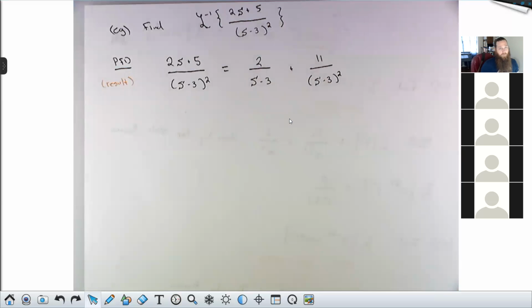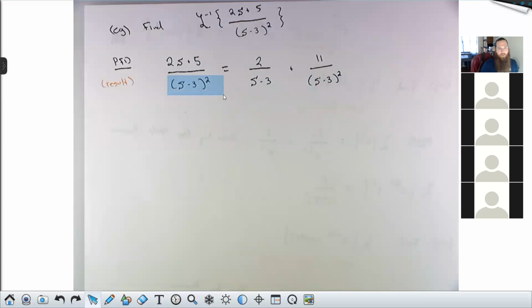I'll say this, you need to make sure you remember how to do partial fractions with repeated roots downstairs, with higher multiplicity factors downstairs. The setup is, because this is a square, you would have a over s minus 3 plus b over s minus 3 squared, and then solve for a and b the normal way. The Heaviside trick won't work for everything here, though.